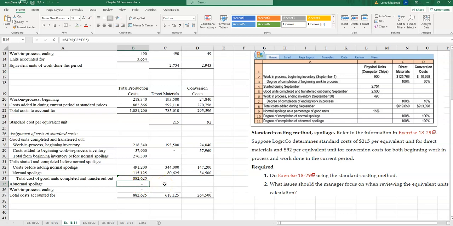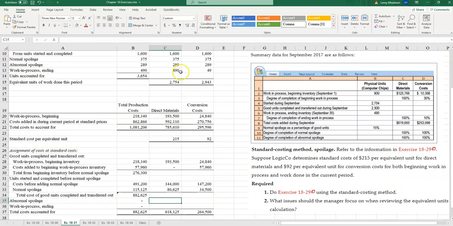Now, what is the value of my abnormal spoilage? Well, I'm simply going to take my standard cost per equivalent unit and multiply that by the equivalent units for abnormal spoilage, for each cost category of direct materials and conversion costs. And when I do that, I'm going to get total abnormal spoilage of $88,723.